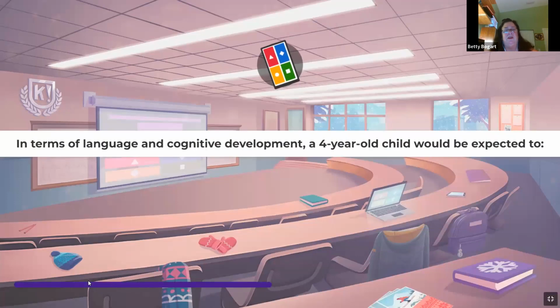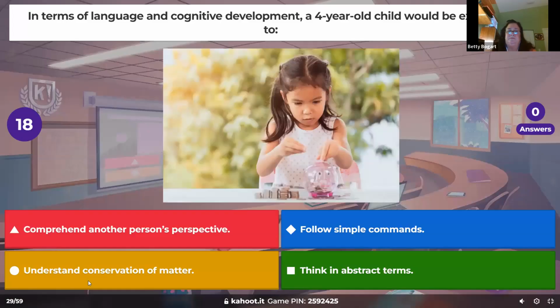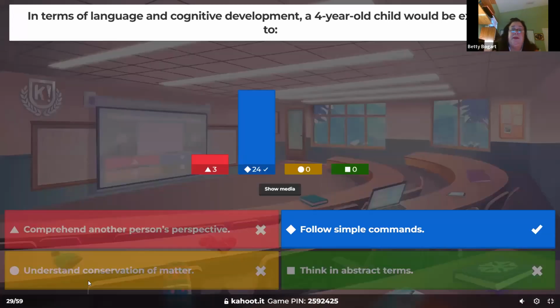In terms of language and cognitive development, a 4-year-old child would be expected to do what? They should be able to follow simple commands at this stage. They don't understand other people's viewpoints yet. They don't understand conservation of matter. That's school age. And abstract terms, oh, absolutely not yet.